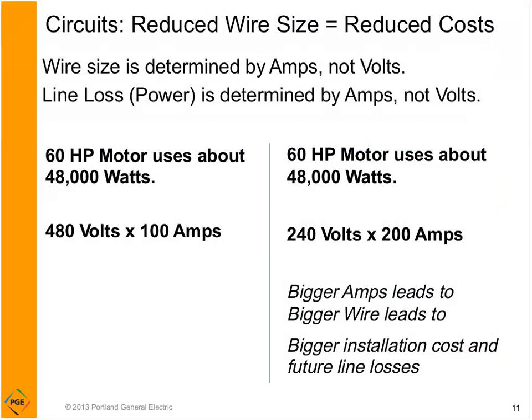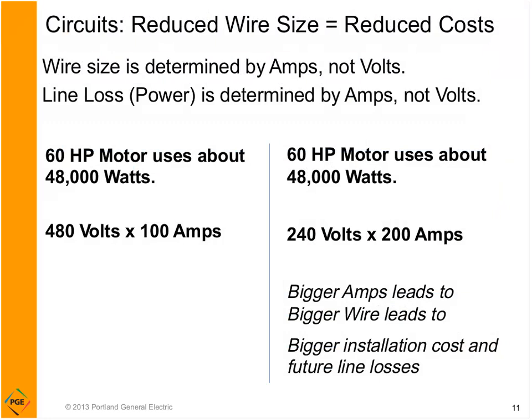So let's talk about amps a little bit. Here's two 60 horsepower motors. A customer is going to put in this piece of equipment. This is a pretty good sized motor, and has a choice between two motors. They are both the same efficiency, therefore the same wattage. But one says 480 volts and the other one says 240 volts.